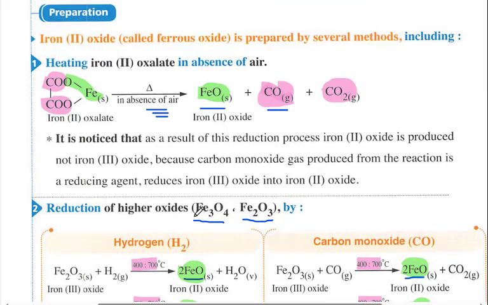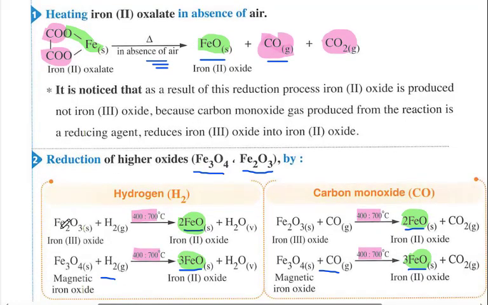So two main methods of preparing ferrous oxide: heating ferrous oxalate in the absence of air to form ferrous oxide or iron 2 oxide, or the reduction of ferric oxide by carbon monoxide or hydrogen. But the temperature here you have to memorize: 400 to 700. Or to reduce the magnetic iron oxide, which is a mixed oxide, by hydrogen, and the temperature is from 400 to 700, to form ferrous oxide using either hydrogen or carbon monoxide.